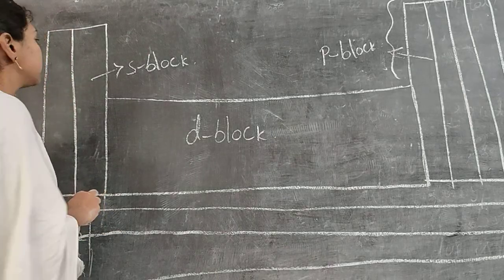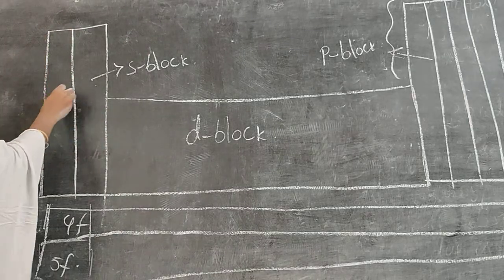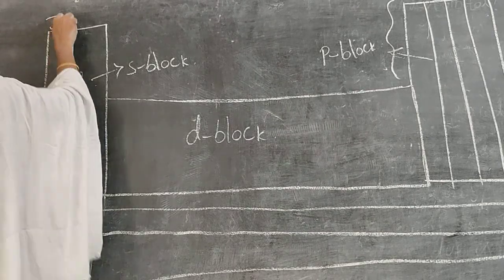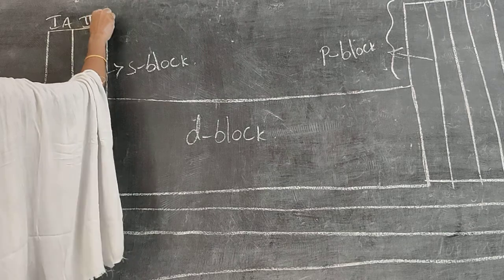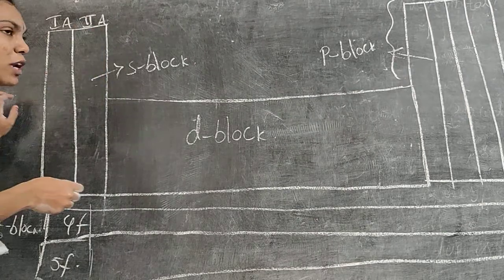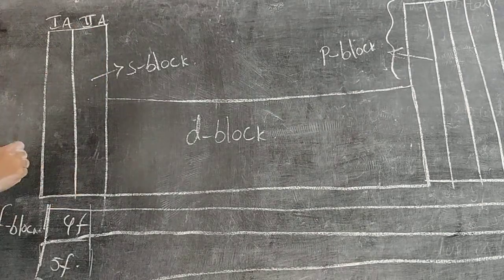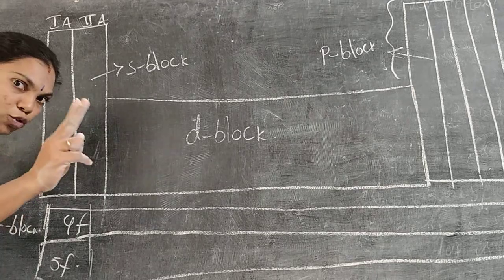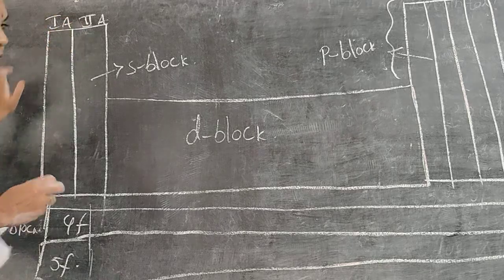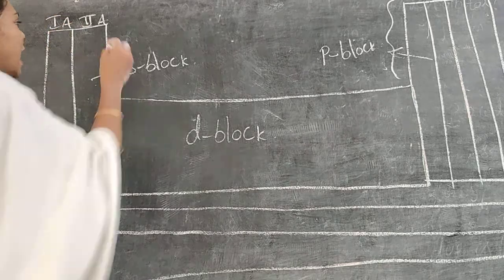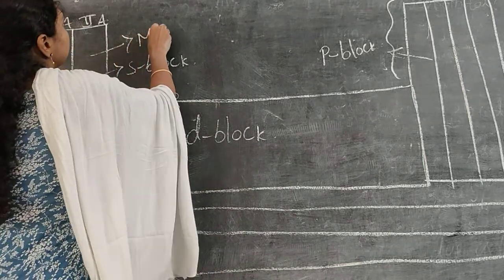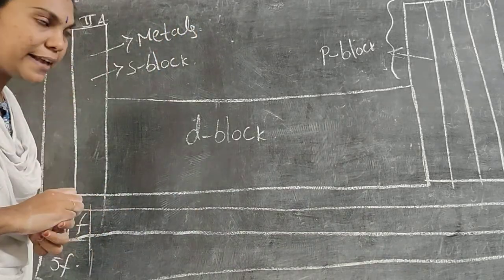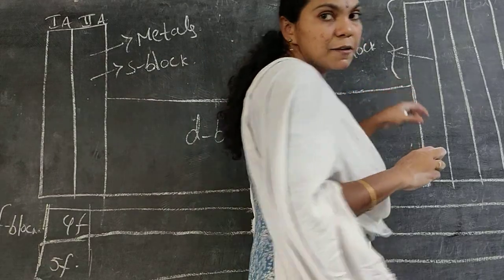Do you understand? Yes. The S block is again divided into two groups, that is first A and second A. The S block is the starting block of the periodic table. In the S block, the elements are divided into two groups, 1A and 2A. And also remember one more point: in the S block, only metals are placed.